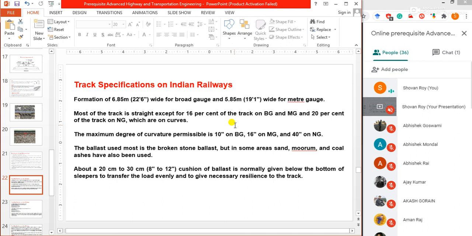Most of the track is straight except for 16% of the track on broad gauge and meter gauge, and 20% of the track on narrow gauge, which are on curves. The maximum degree of curvature permissible is 10 degrees on broad gauge, 16 degrees on meter gauge, and 40 degrees on narrow gauge. The ballast used most is broken stone ballast, but in some areas sand, muram and coal ashes have also been used.